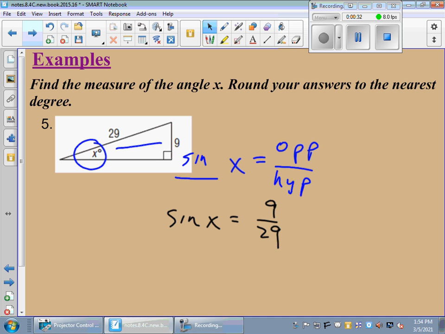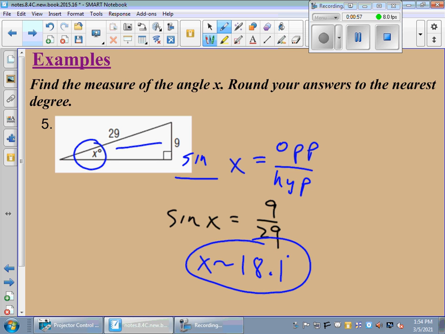So again, how do I solve this? Now that we set it up using our trig knowledge, I'd go 9 divided by 29 on the calculator, and I get 0.310. I take the inverse sine of that, so shift or second sine, second answer, and I get about 18.1 degrees. So x is about 18.1 degrees. So again, get that as a decimal first, and then do the inverse sine to get that answer.